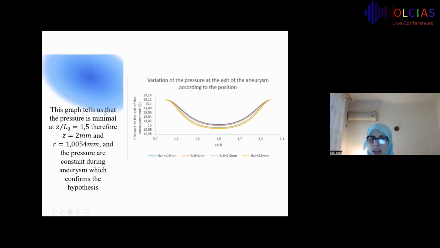This graph tells us that the pressure is minimal as Z over L0 equals 1/5. Therefore, the position Z equals 2 millimeters and the radius equals 1.005 millimeters. And the pressure is constant during the aneurysm, which confirms the hypothesis.